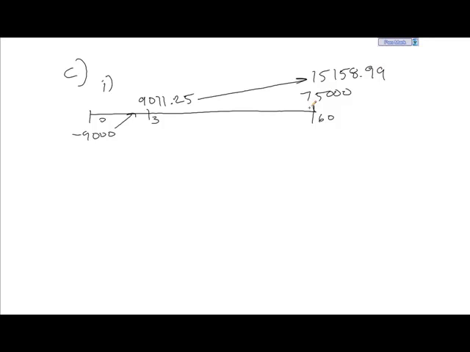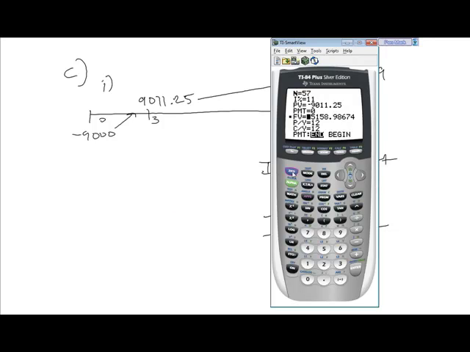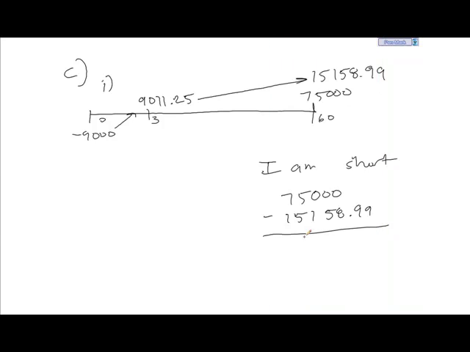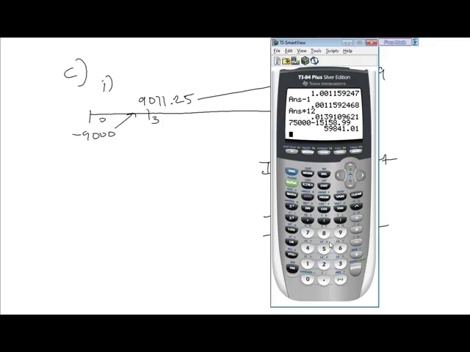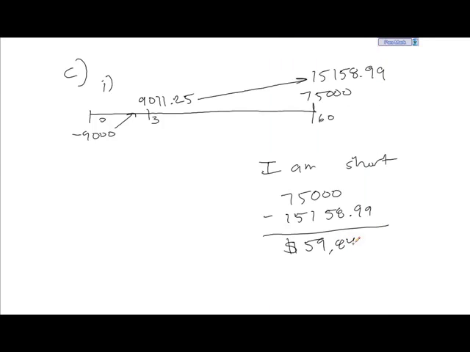Now notice the shortcoming. So I am short $75,000 minus $15,158.99. That means what I still need, 75,000 minus $15,158.99. I still need $59,841.01. So that's my shortcoming.